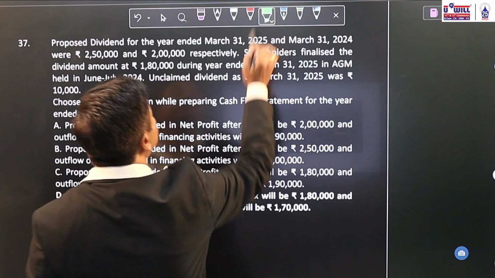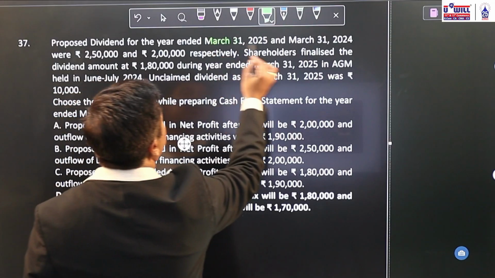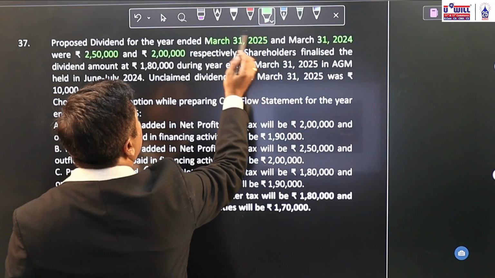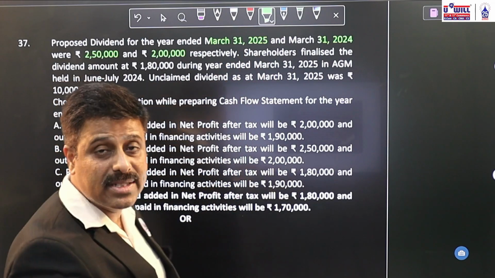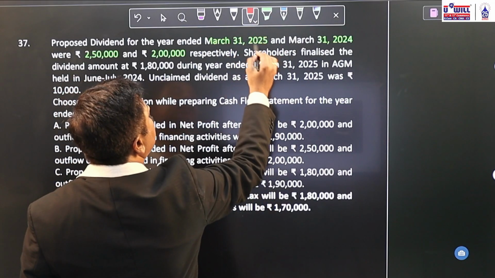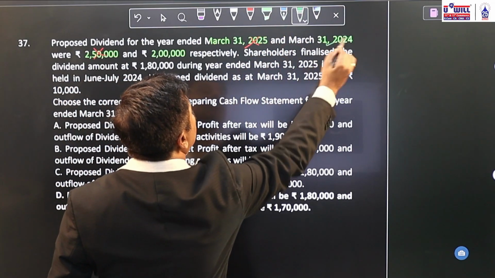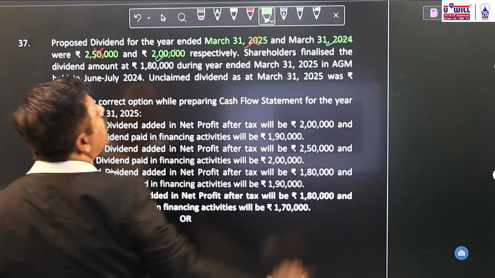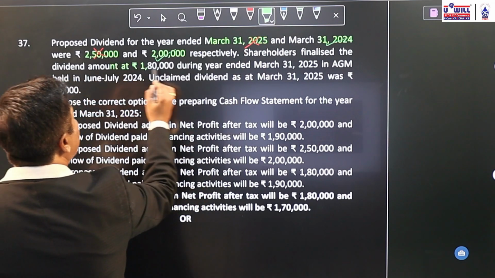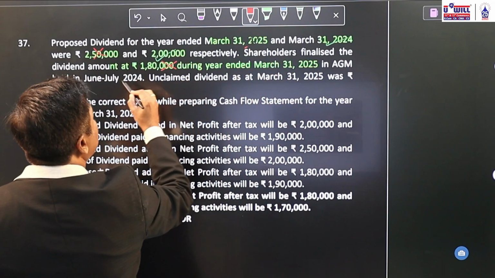37th question. Proposed dividend for the year 2025, current year 2024, last year was 2,50,000 and 2 lakhs. Now, current year's proposed dividend we don't take into consideration anyway. That is just a contingent liability. It comes as a footnote. Current year's proposed dividend is not taken into consideration. Last year's proposed dividend we pay in the current year, so that is taken into consideration. Shareholders finalized the dividend amounting to 1,80,000 for the year ended 2025. That's current year. We don't have to take into consideration.